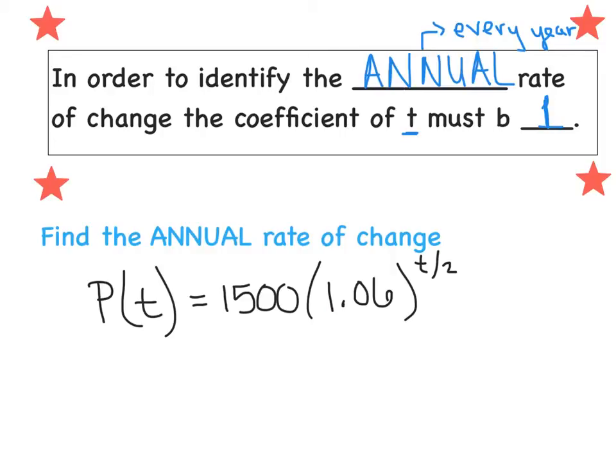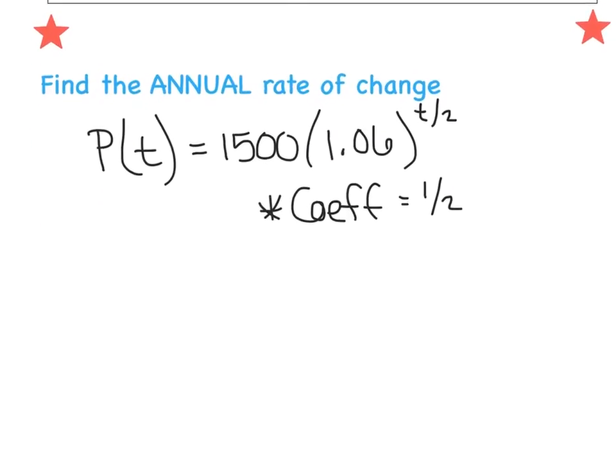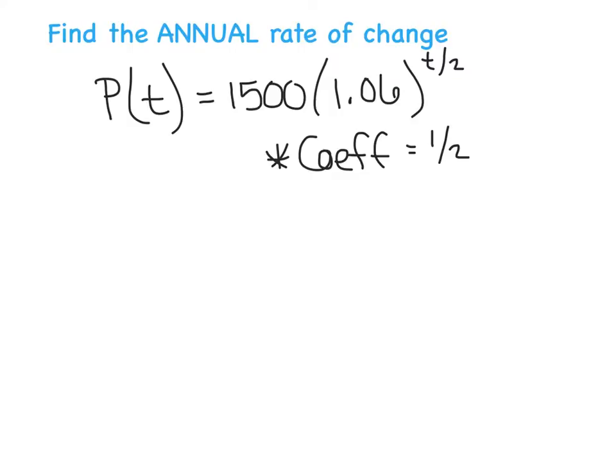The key is we have to manipulate this exponent, and we want the coefficient to be a 1. What is the coefficient right now? Well, right now, and we'll make a note of this here, the coefficient is 1/2, because that's what's multiplying the value of t. And so I want to manipulate this equation and force the exponent to be a 1. And here's how I'm going to do that.